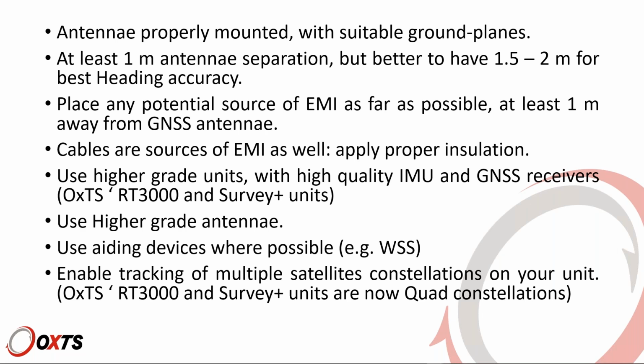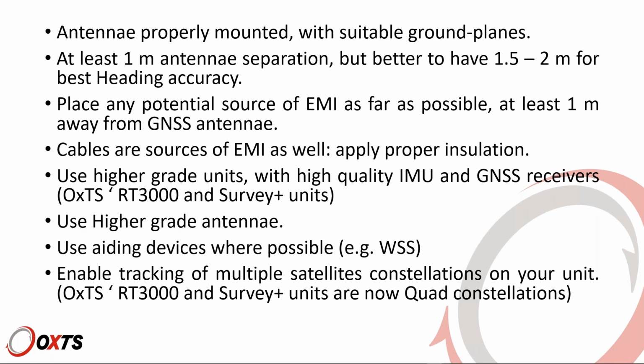Another thing, in a challenged environment where you know that it's going to be difficult to get optimal GNSS data, it's always good to use higher grade units. Meaning with higher quality IMU and GNSS receivers. For example, in the OxTS product line, we can have the RT3000 or the Survey Plus units that are the best basically that we can offer, and those will have the best IMUs and GNSS receivers mounted on.